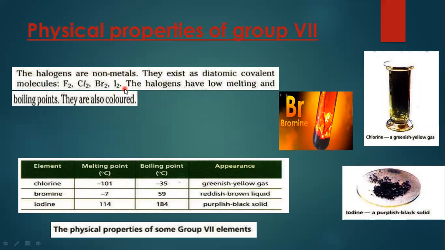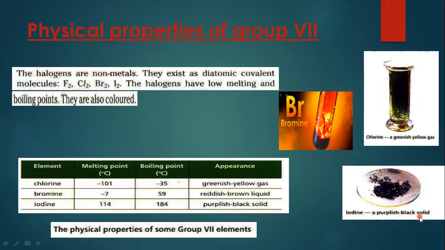Okay, the next property is about their melting and boiling points. The halogens have low melting and boiling points. And the last one is they are also colored. Okay, here is the representation of some of the halogens like chlorine. It is a greenish yellow colored gas. Okay, bromine, you can see that it is a reddish brown color liquid, and iodine, you are seeing here that it is a purplish black color solid.